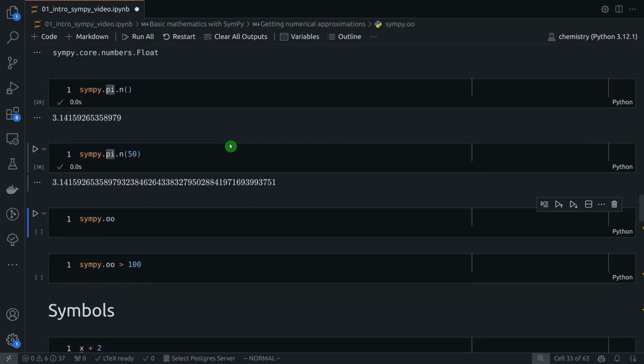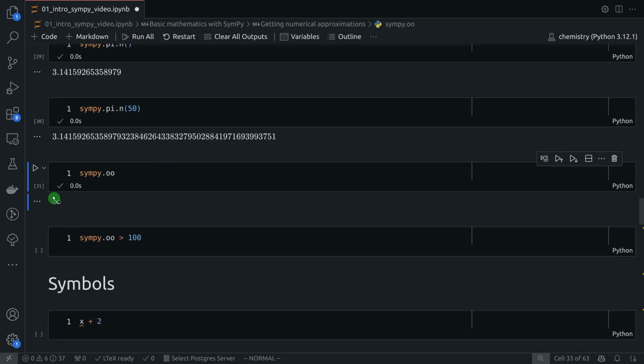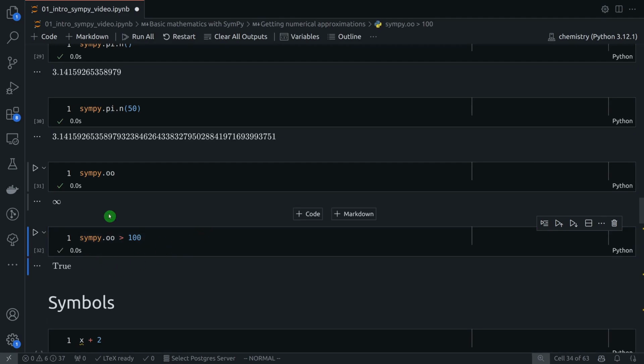One that I want to show you is that you have a symbol for infinity. The symbol is just two O's side by side, and if I run this cell, you can see that we have here the infinity symbol. And its behavior is as expected for an infinity symbol, because infinity is greater than 100. So this is not just a symbol, its behavior is what is expected from a mathematical point of view for an infinity.